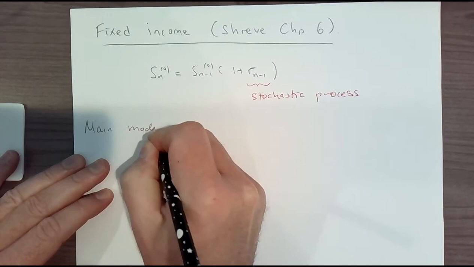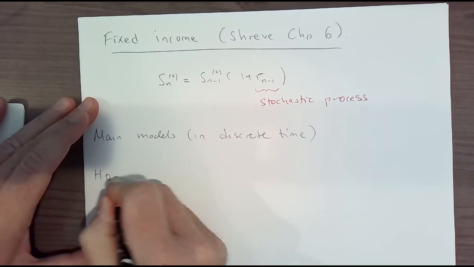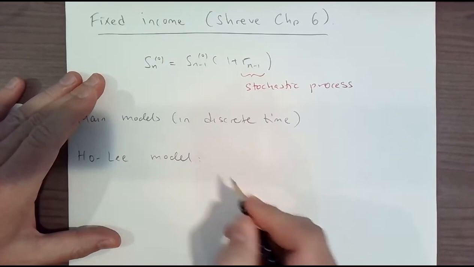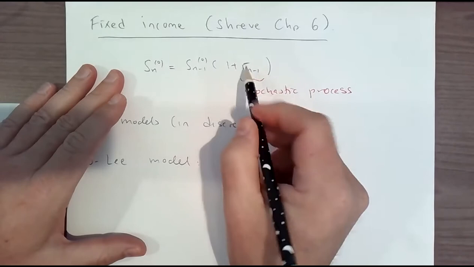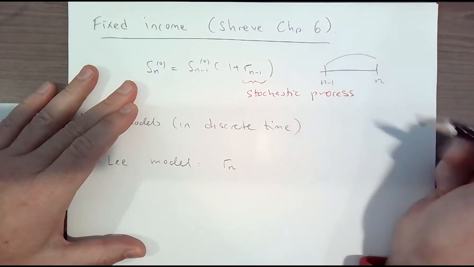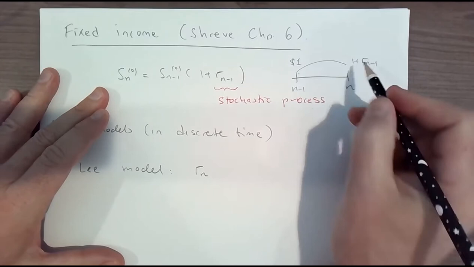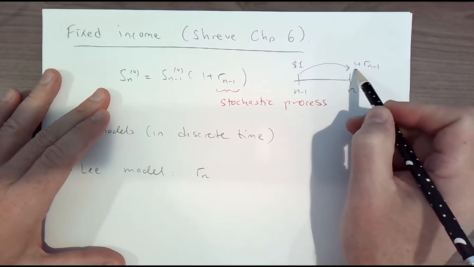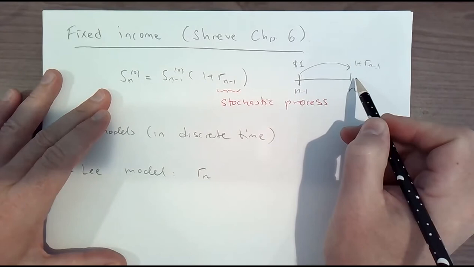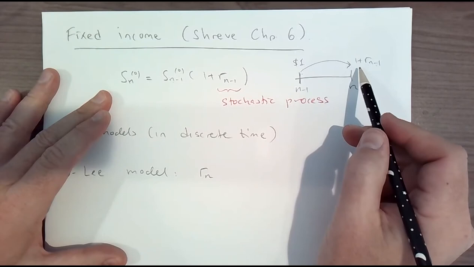So this is in discrete time. There's the Ho and Lee model. The interest rate is what takes you from time n minus 1 over to time n. It moves $1 from here to 1 plus R_{n-1}. Please note that this is not R_n, this is R_{n-1}. So the interest rate is measurable with respect to the information you have at the beginning of the interval. That's different than the stock, because you don't know the stock's return over the next interval, but you do know the return on the bank over the next interval. This quantity is F_{n-1} measurable.